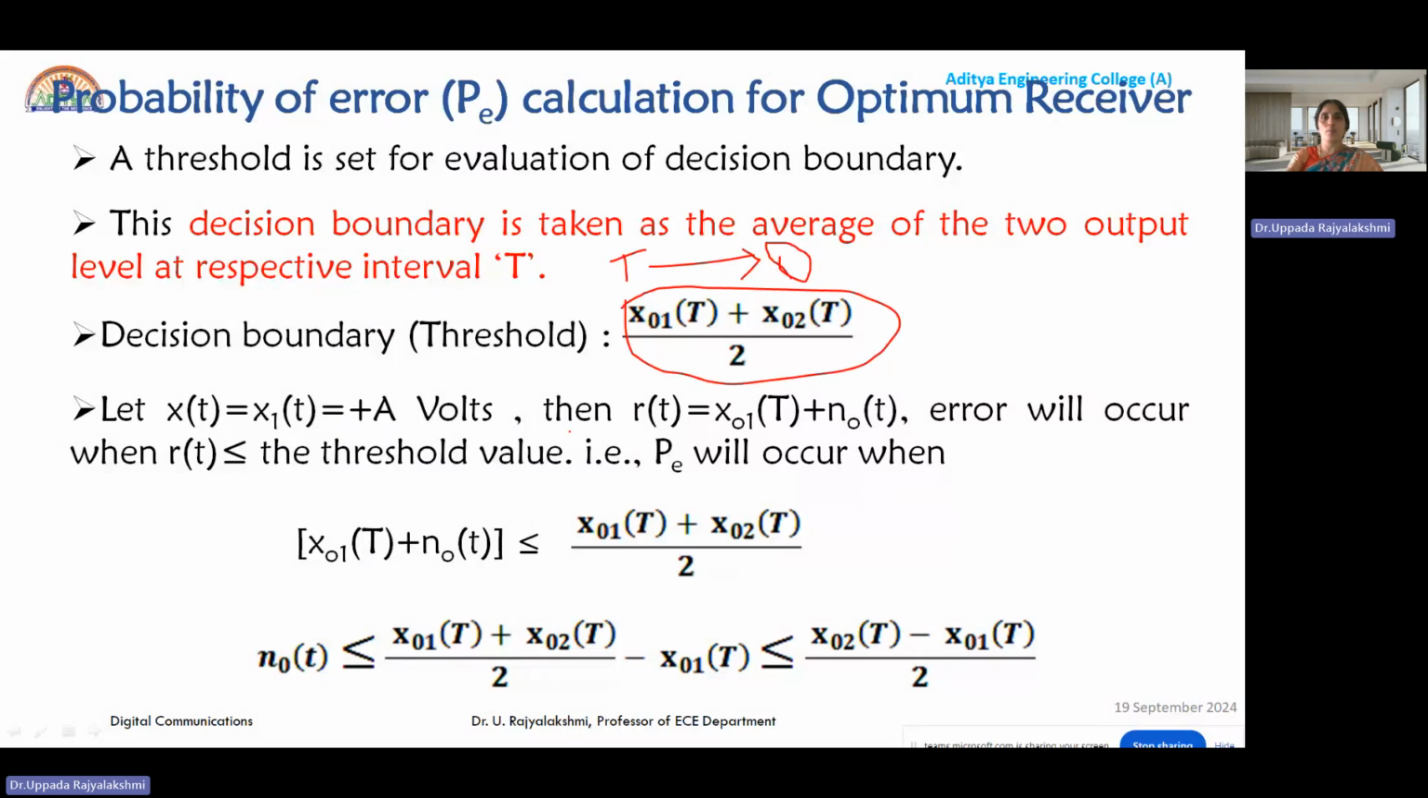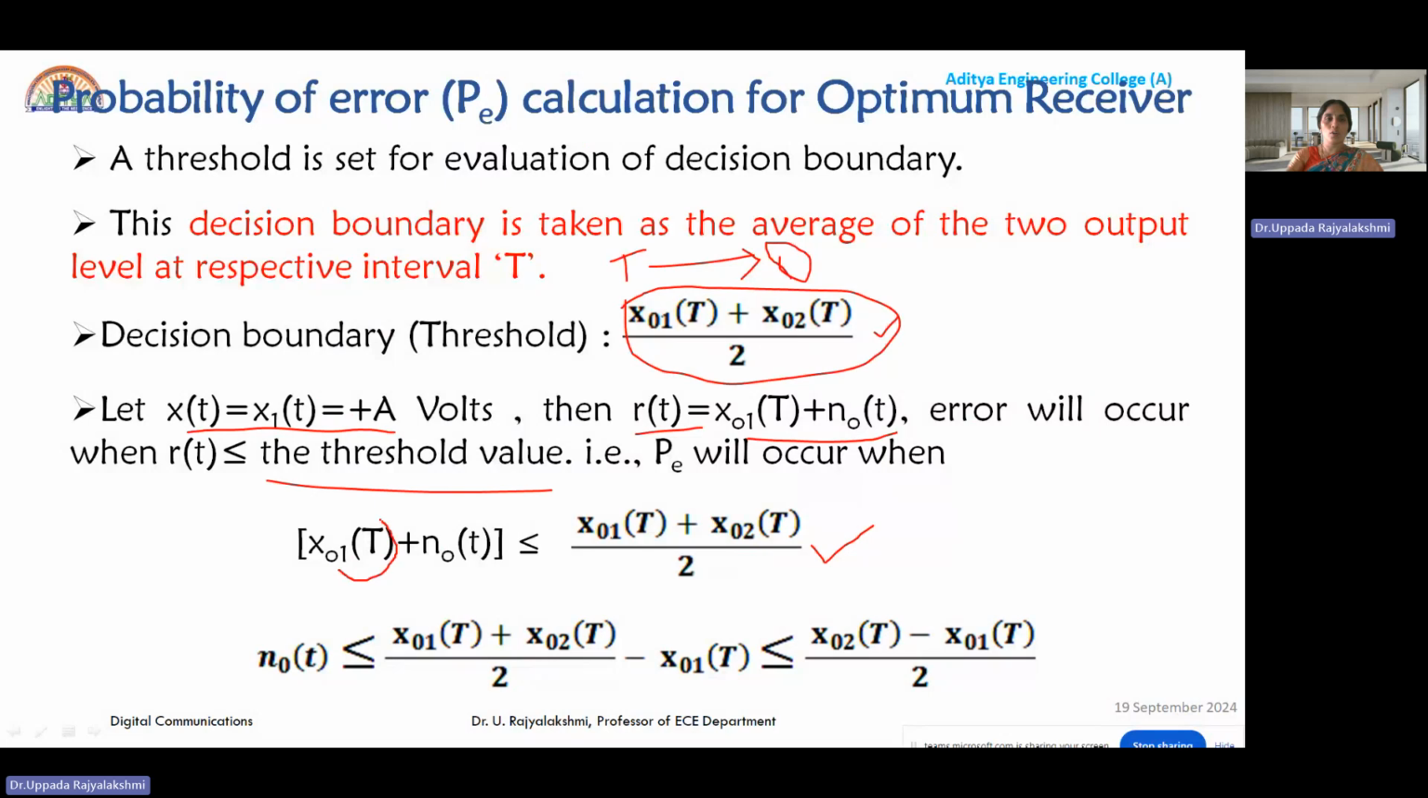Now we are going to evaluate the probability of error for both magnitudes of input. So let us assume x of t at plus A volts, that is, the positive magnitude level of input. Then r of t must also be positive. But we know r of t is x0 1 of t plus n0 of t. If it is negative, then an error will occur. So an error will occur when r of t is less than or equal to the threshold value. In this case, we consider the threshold as the average of the two levels. So let us substitute r of t as x0 1 of t plus n0 of t, which is less than or equal to x0 1 of t plus x0 2 of t by 2.